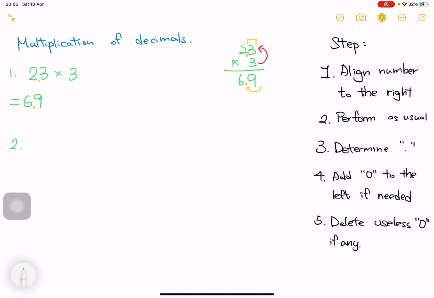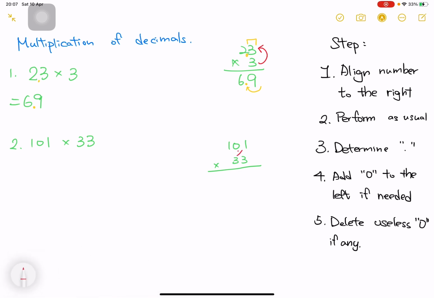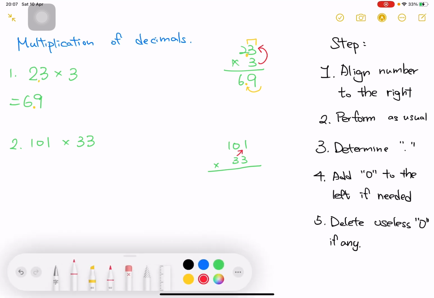But sometimes the question will be a little bit more challenging, like 101 times 33. How can you do this kind of question? It's similar to what you did before. There's 101 times 33. No matter whether you start from the tens place or the unit place, it just depends on how you do the calculations. For me, I start from the tens place, so I'm starting from 3 times 1.